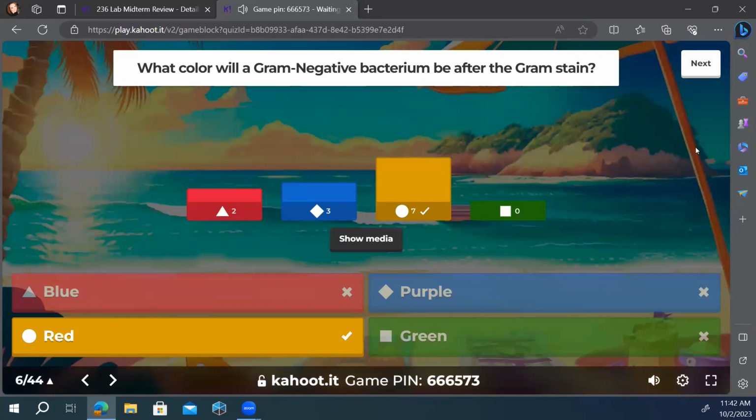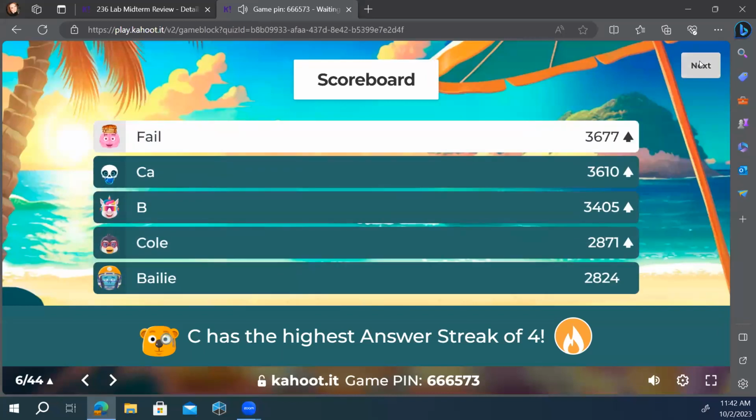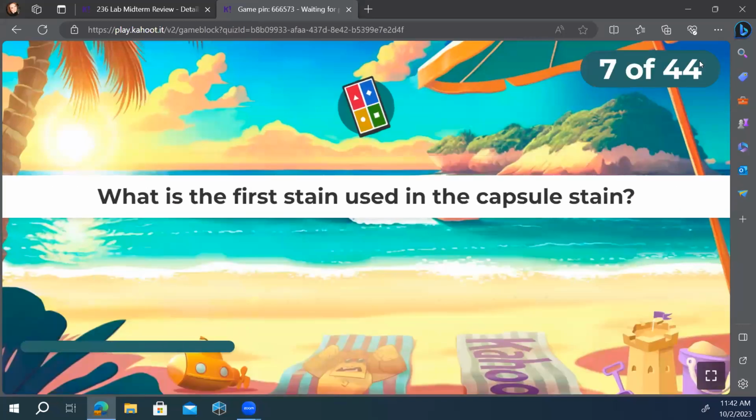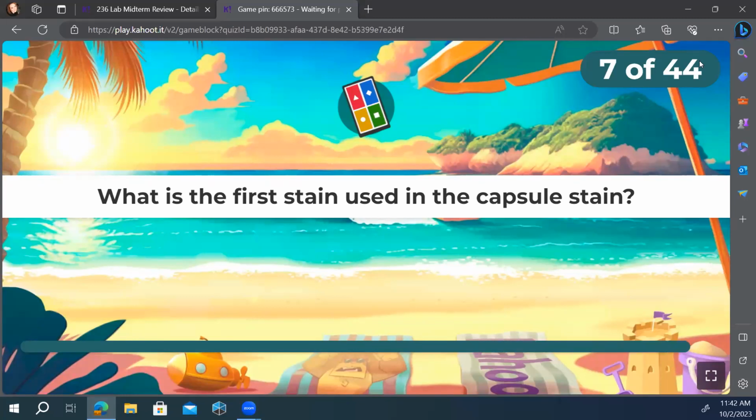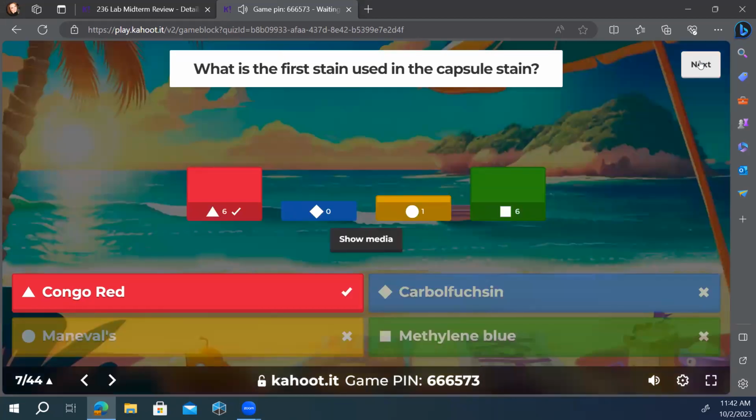Yes, it should be red. More easier. All right, what is the first stain used in the capsule? All right, so this one is the Congo red for that one. It's the one that we spread across and let it dry, and then drop the Maneval's stain on it. But Congo red, it is a negative stain.